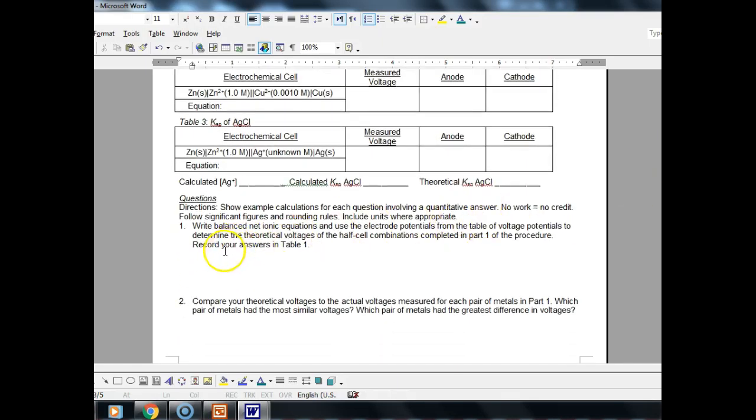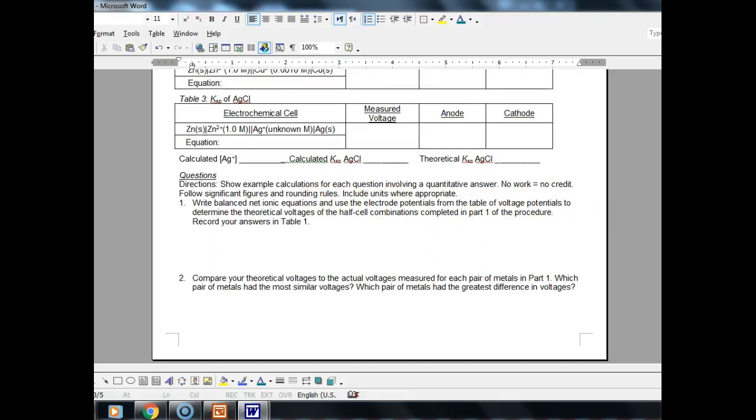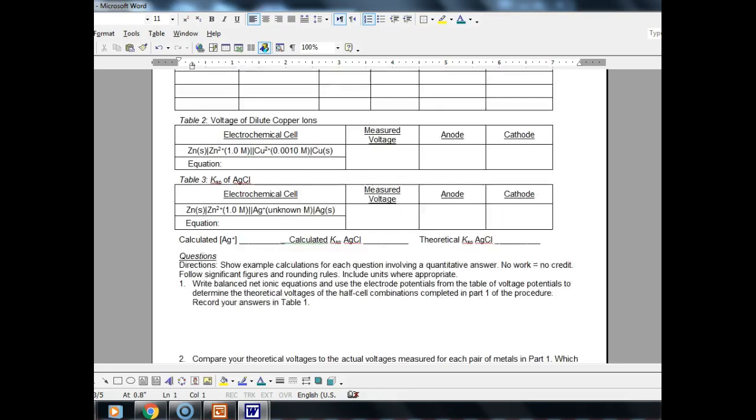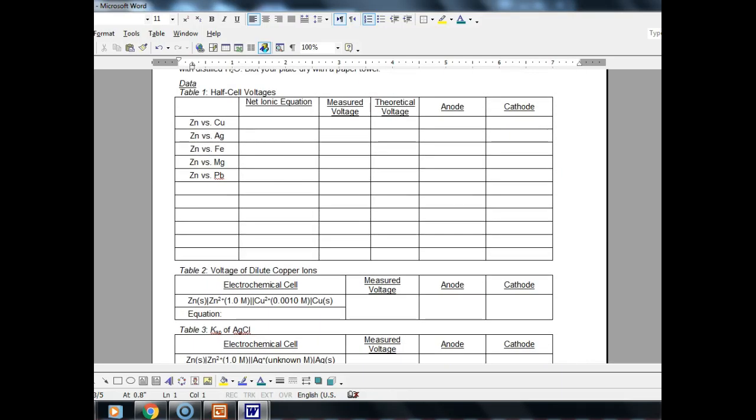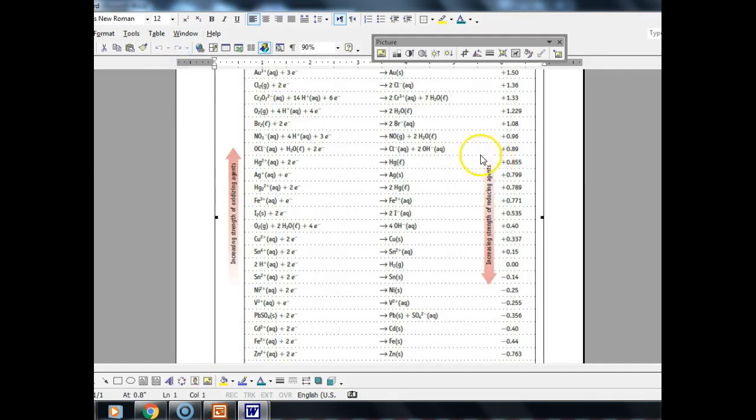So I said here in number 1, I wanted you to write balanced net ionic equations and use the electrode potentials from the table of voltage potentials at the end of your lab. Again, I put it at the end of your lab. I don't think it's on this particular sheet, but it was the one I just showed you from the other page. I know that I double checked though, and this is on your lab.